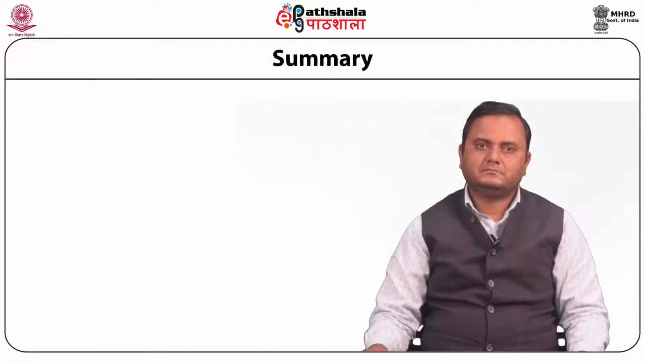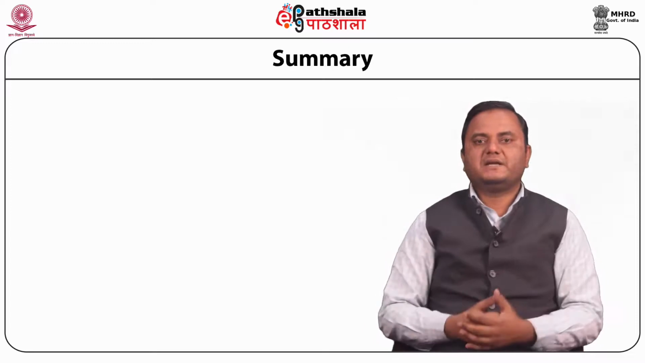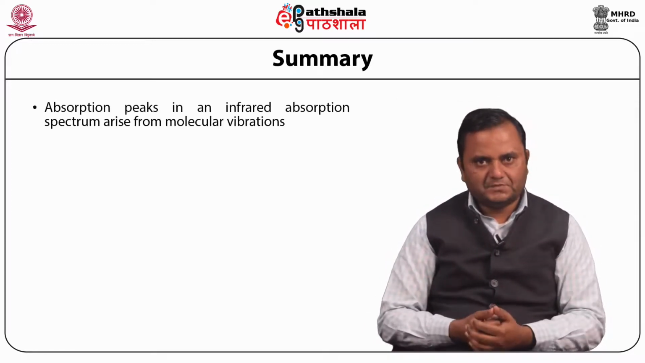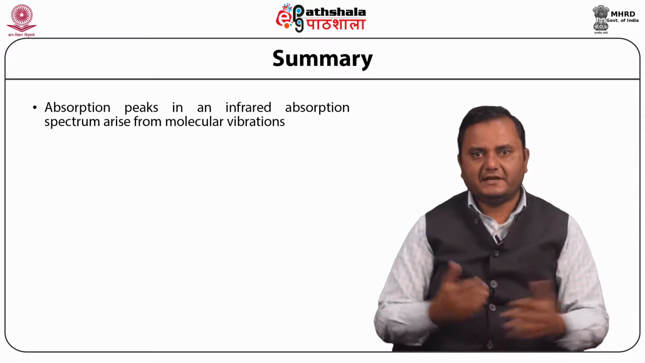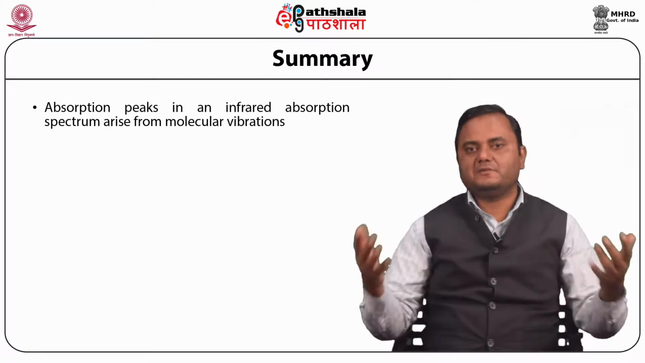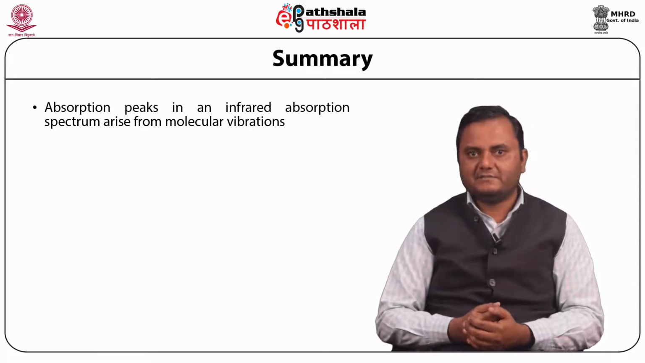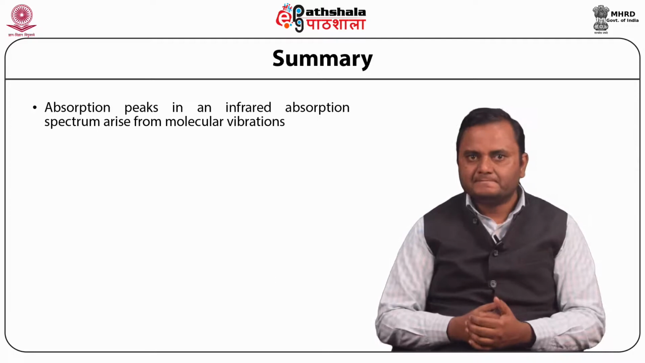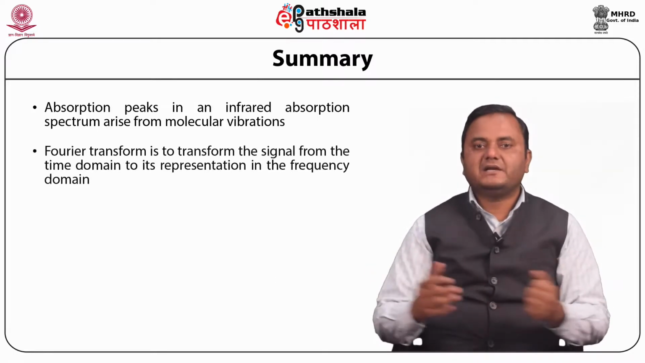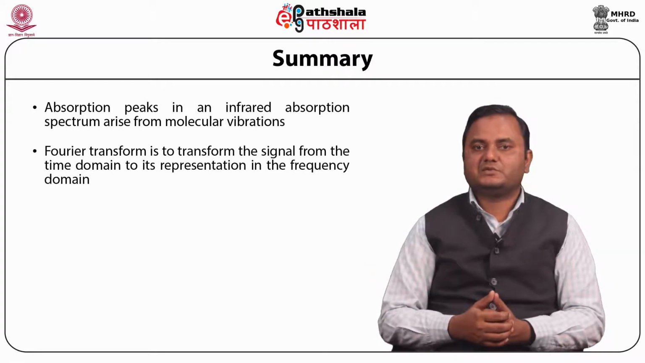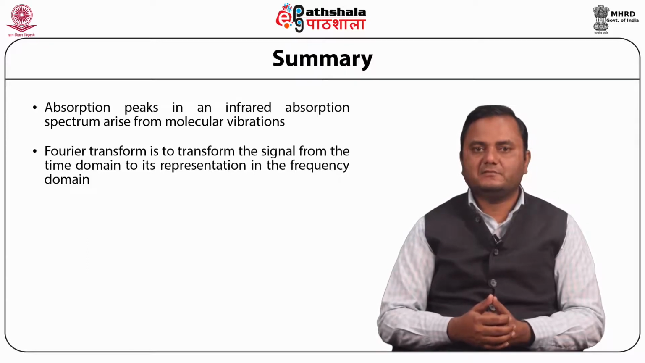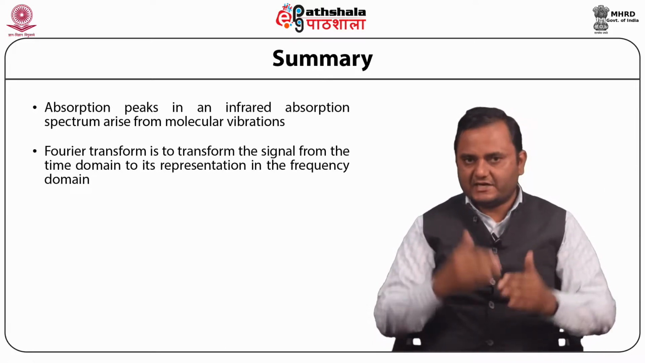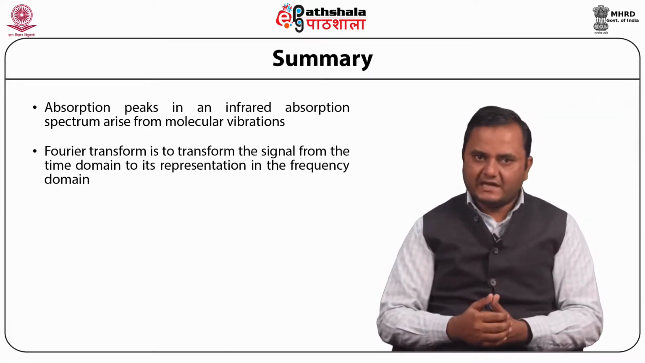So students, let's now summarize what we have learned in this module. First, the absorption peak in an IR absorption spectrum arises from the molecular vibration of the atoms, either because of stretching or because of bending. Then the Fourier transform transforms the signal from the time domain to its representation in the frequency domain. That is the advantage of FTIR.